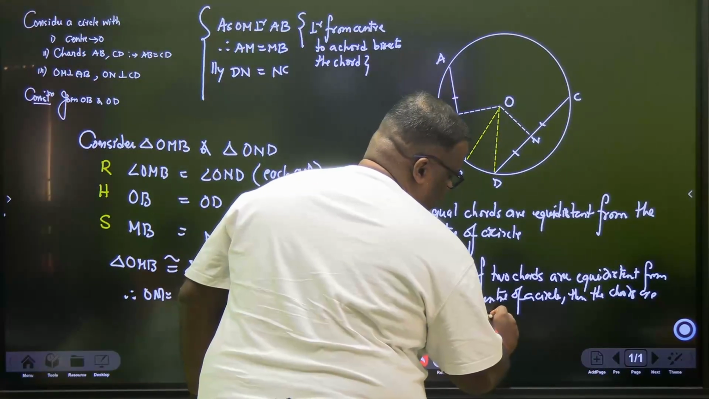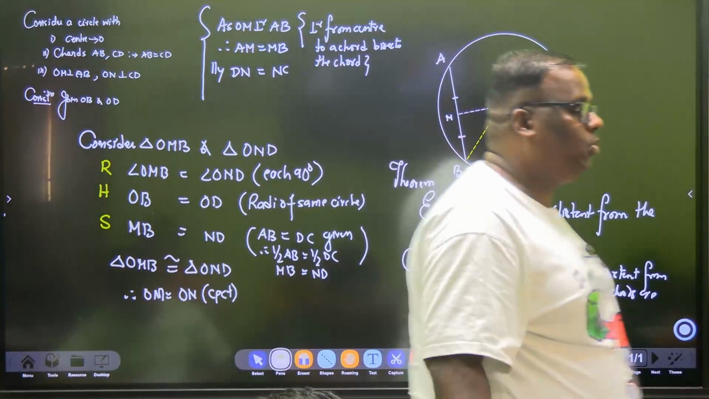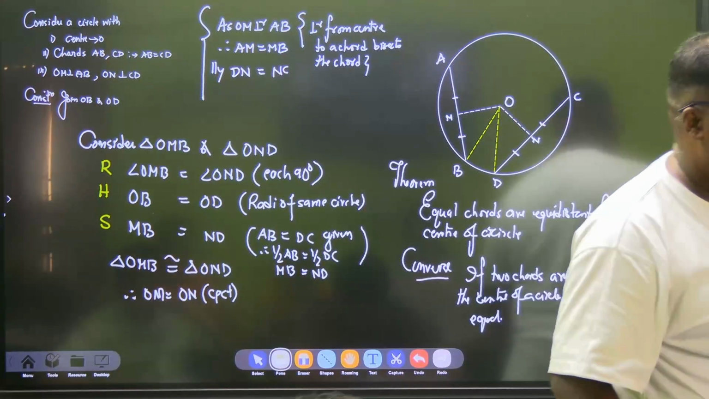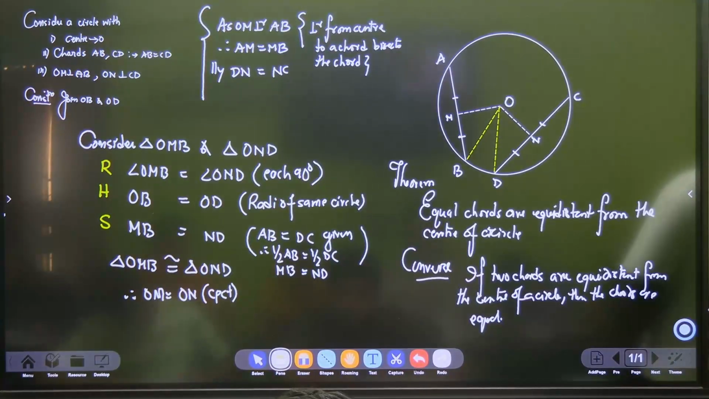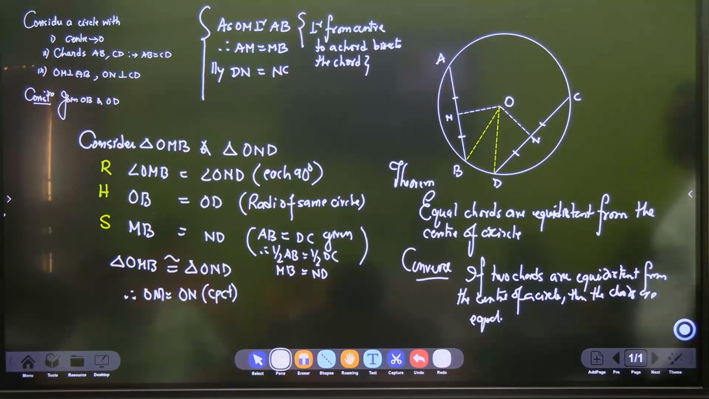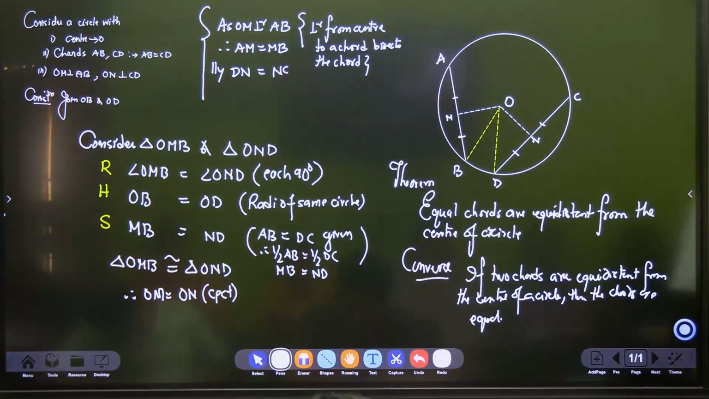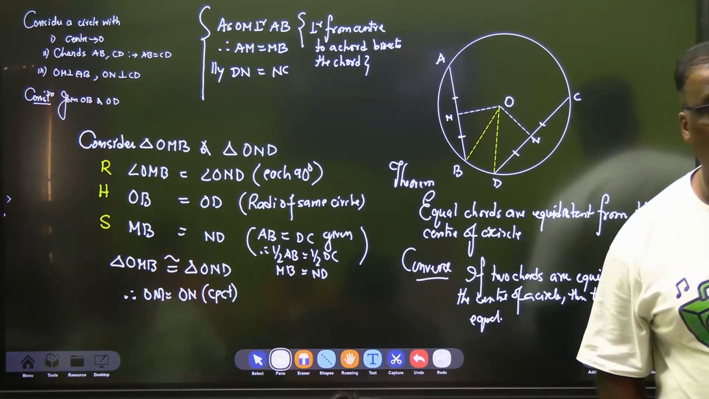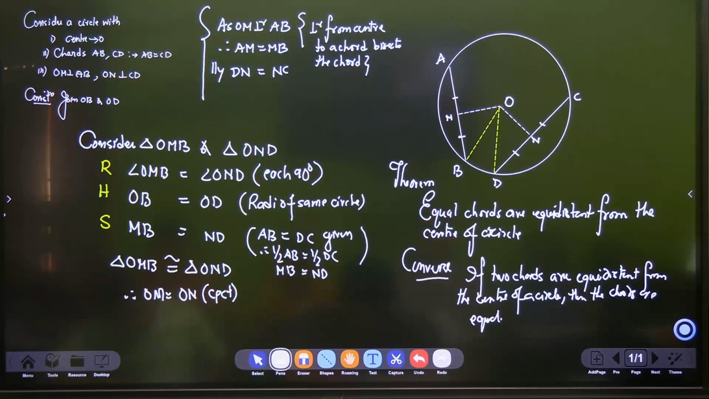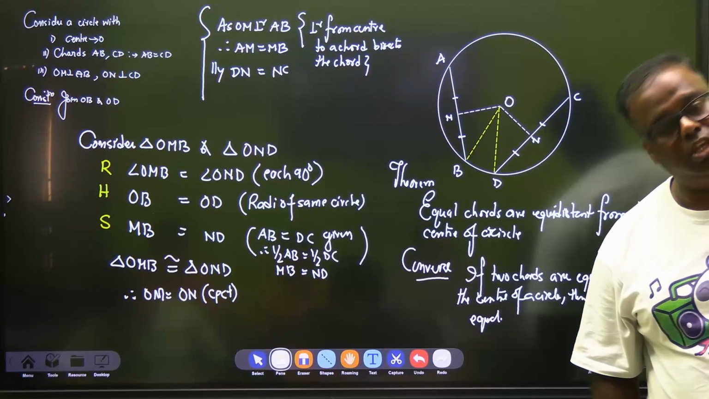So a quick revision. We started with equal chords subtend equal angles at the center. Then we said perpendicular from the center to a chord bisects the chord. And the third one today is equal chords are equidistant from the center. If we go for the converse, if two chords subtend equal angles at the center, then the chords are equal. Then if the line joining the center to a chord is perpendicular, then the line bisects the chord. If the line from the center to a chord bisects it, then the line is perpendicular. And the third converse would be if two chords are equidistant from the center, then the chords are equal. Okay?